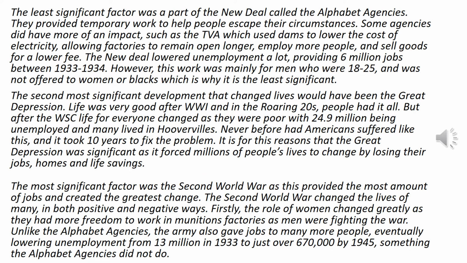The least significant factor was a part of the New Deal called the alphabet agencies. They provided temporary work to help people escape their circumstances. Some agencies did have more of an impact, such as the TVA, which used dams to lower the cost of electricity, allowing factories to remain open longer, employ more people, and sell goods for a lower fee. The New Deal lowered unemployment a lot, providing 6 million jobs between 1933 to 1934. However, this work was mainly for men who were 18-25, and was not offered to women or blacks, which is why it is the least significant.